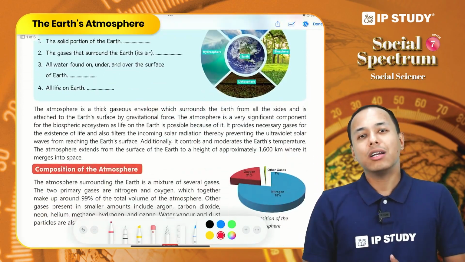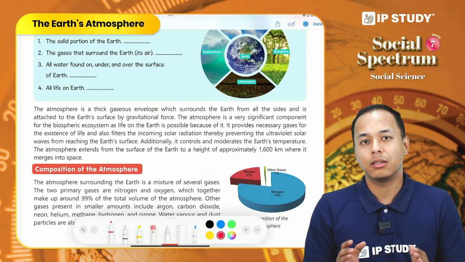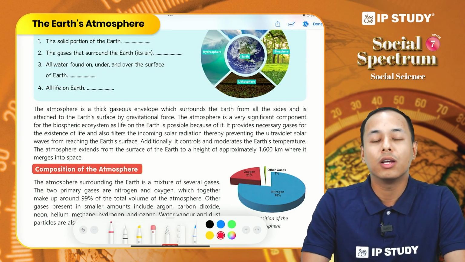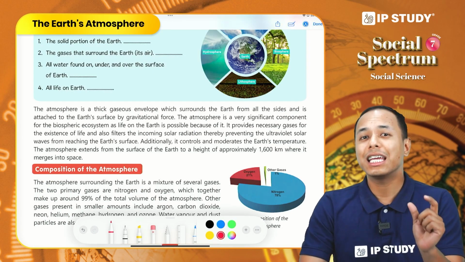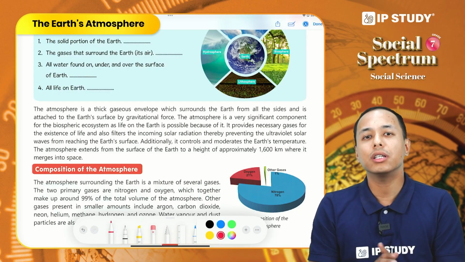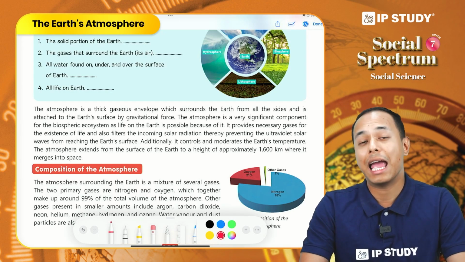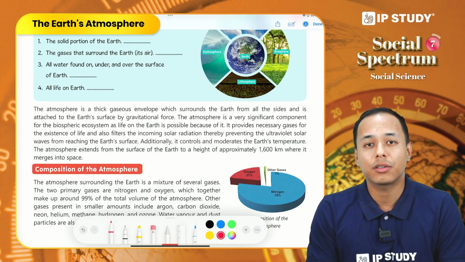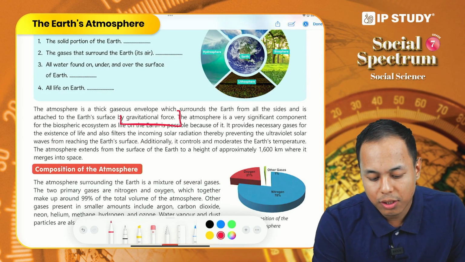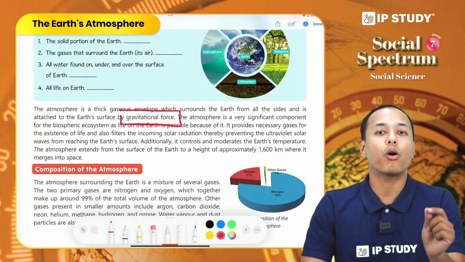So I think all of us might have heard or even read about the atmosphere. So what is an atmosphere? The atmosphere is the thick gaseous envelope or layer that surrounds the earth from all sides, and it is attached to the earth's surface by the earth's gravitational force. Yes, so the gravitational force plays an important role here.